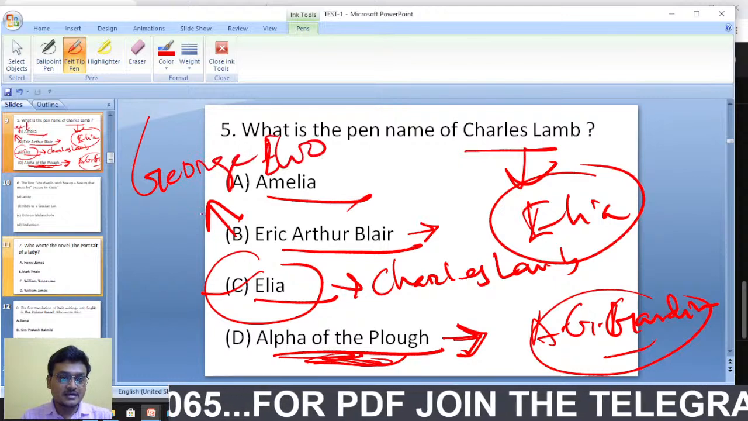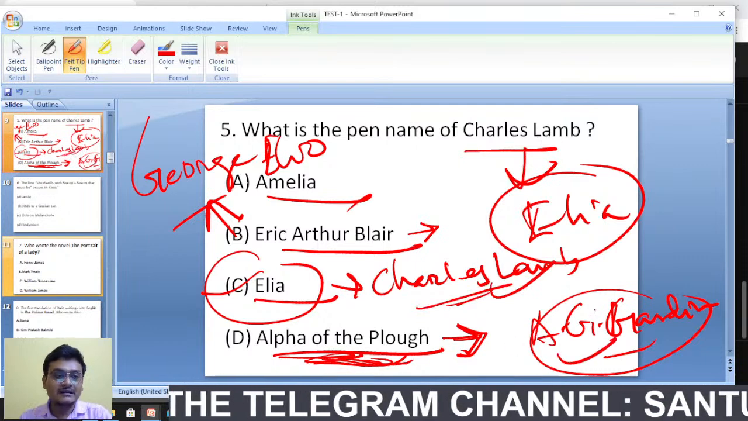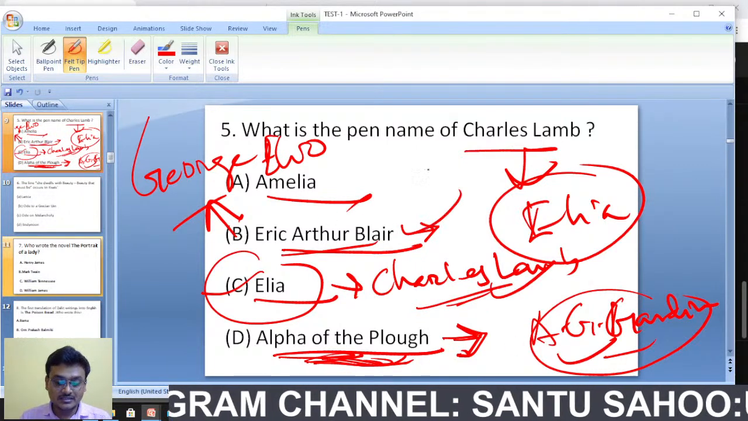George Eliot, excellent. Here, Elia is the pen name of Charles Lamb, whereas Alpha of the Plough is A.G. Gardiner, and George Eliot is Eric Arthur Blair.